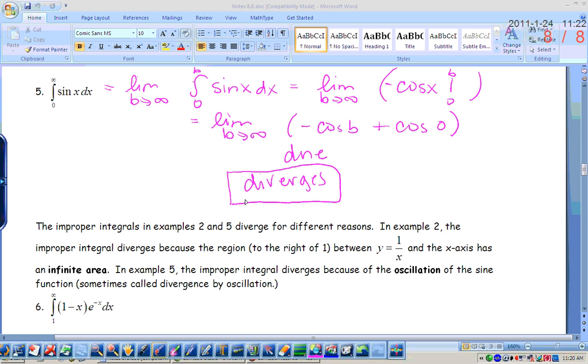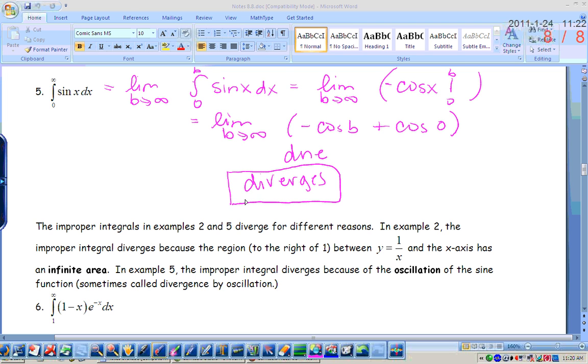So the improper integrals in example 2 and 5 diverge for different reasons. In example 2, the improper integral diverges because the region to the right of 1 between the graph and the x-axis has an infinite area. In example 5, the improper integral diverges because of the oscillation of the sine function.